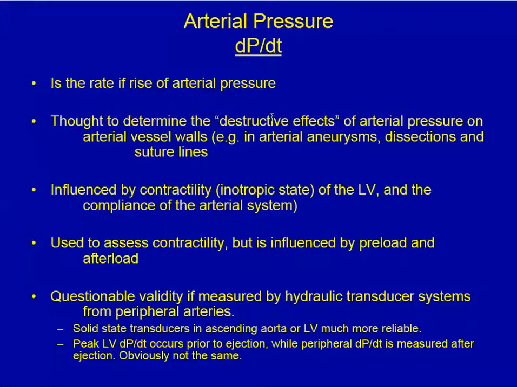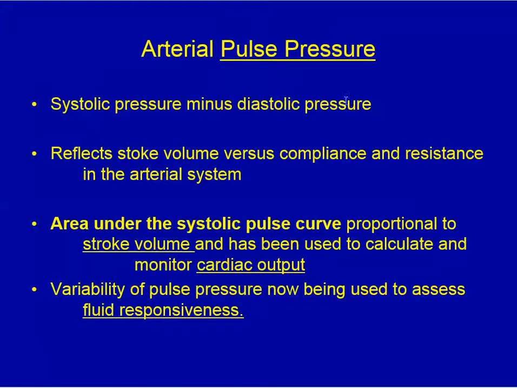In the past, there has been interest in looking at the upslope of the arterial pressure waveform, so-called dP/dt, since it could reflect the destructive effects of arterial pressure and reflect the contractility of the left ventricle. However, by the time the pulse reaches the periphery, it is markedly distorted. So using the peripheral dP/dt is not very valuable.